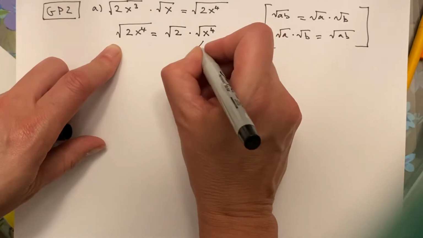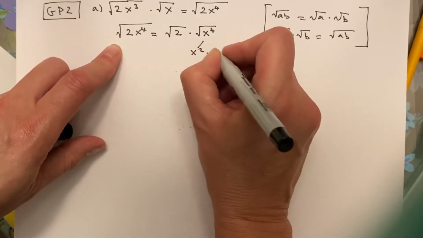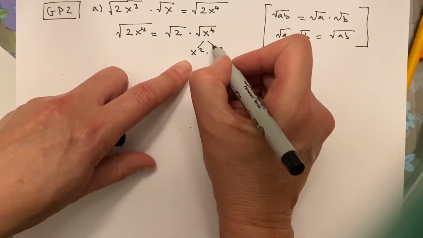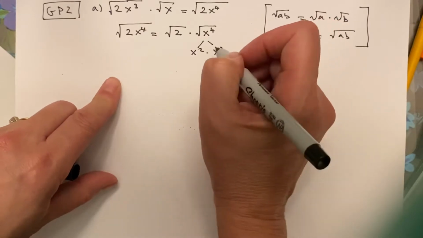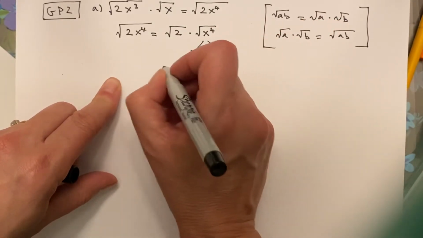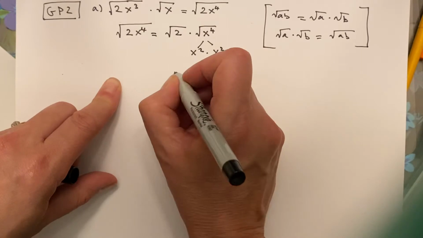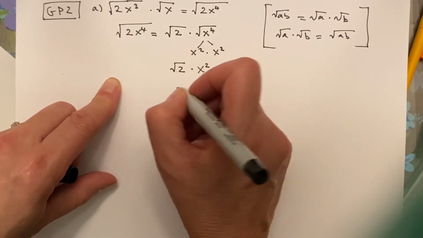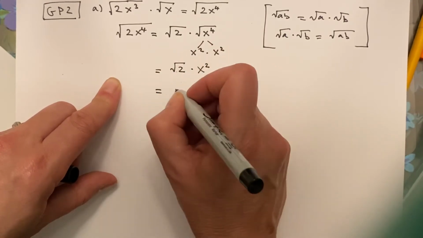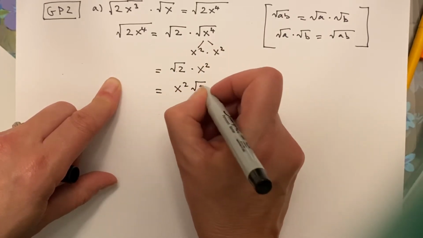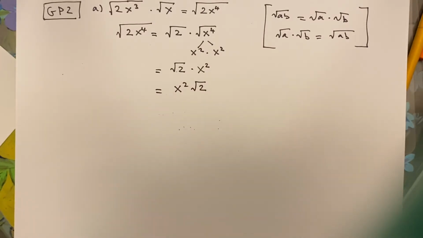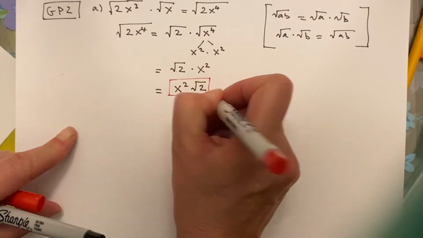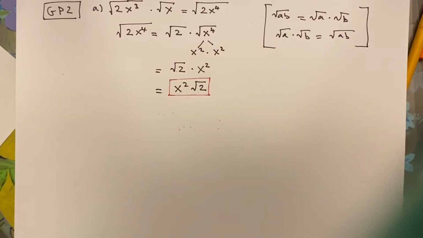Well, you know x to the fourth is x squared times x squared. So x to the fourth is a perfect square, of x squared squared. And so we can take out one of these x squareds and multiply it by the square root of 2. Because of convention, we always put the x squared in front. So the answer is going to be x squared square root of 2. We're going to rewrite it just so it looks right. Okay, that was guided practice 2, part A.